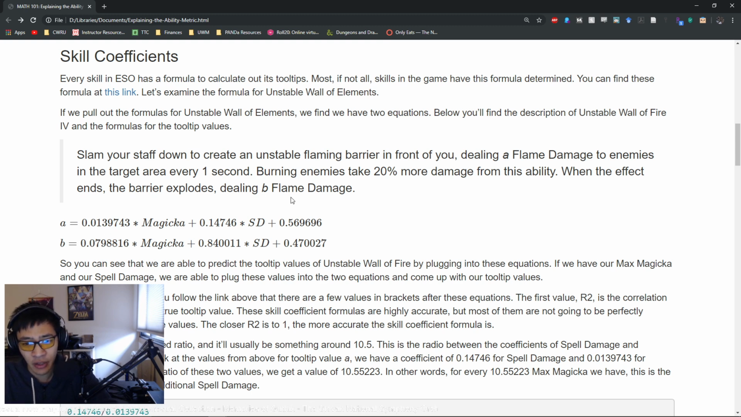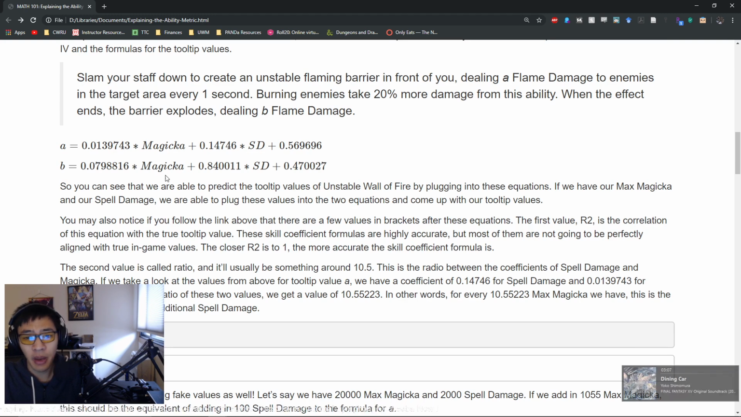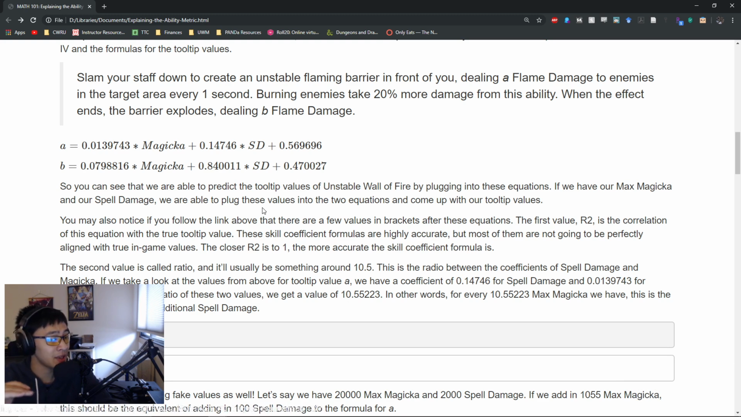And then this is your second value, B here. You notice that both magicka and spell damage have their own coefficients. If you have your max magicka and spell damage, you can obviously plug it in. You can get your predicted values, which won't line up exactly with what you see in game, maybe due to rounding errors, or maybe the formula is a little bit off by a couple decimal points, but it should be pretty close.